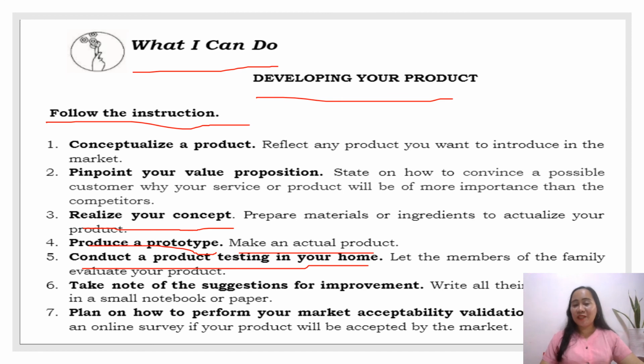Another one is you take note of the suggestions for improvement. Write all of this in a small notebook or paper so that you can summarize and you will never forget or miss any of those. The seventh one is you have to plan how to perform your market acceptability validation. What type of market acceptability process will you implement? Is it an online survey, a questionnaire method, or any of those mentioned above? Okay, so let us know how your product will be accepted in the market.